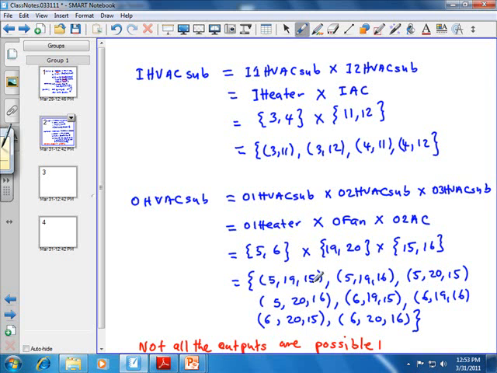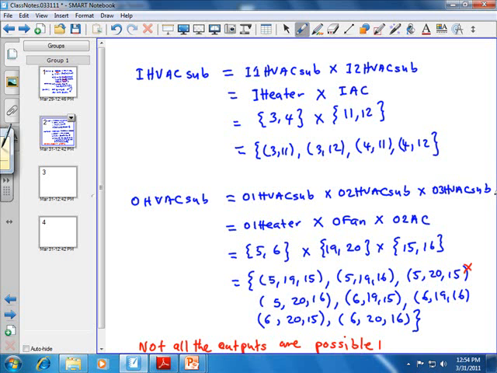5, 19, and 15. Is this one possible? 5, 19, 15? Yes, that's possible. 5, 19, 16? Yeah. 5, 20, 15 is not possible. Why not? What does it mean to have a 15? If the fan is producing a 15, it means it's off. How about 20? It's coming from the AC. That means the AC is on. So that's not possible. Okay?